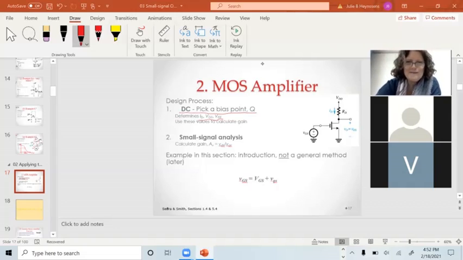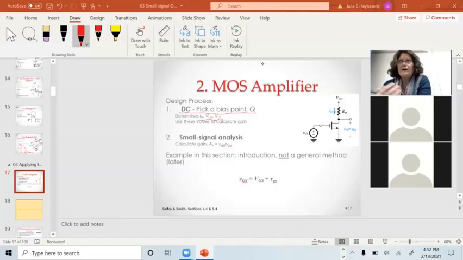Okay. The important parameters in the DC operating point are big ID, big VGS, big VDS. Find those three, and you can calculate all the circuit parameters that you need to. Then once I do that, I use those ID, VGS, and VDS to calculate the small signal parameters, the little RO, the GM of the transistor, and then I can use those to actually calculate the gain.